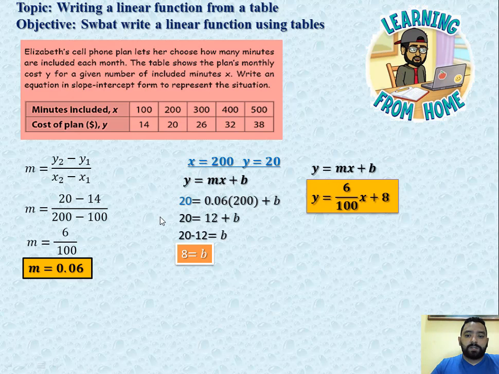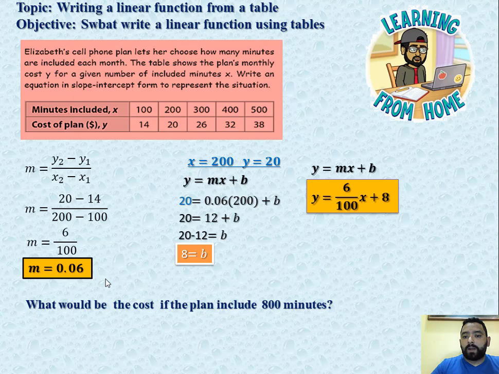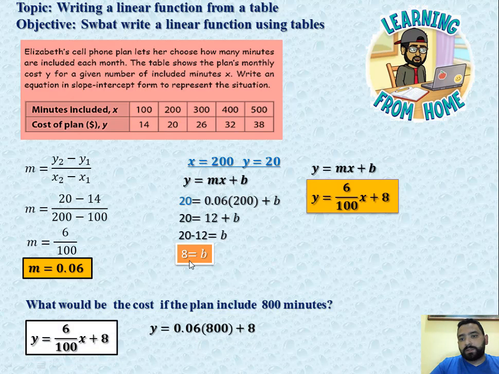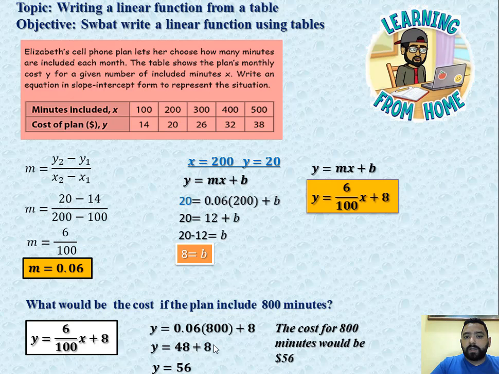Now we can create our function, y equals mx plus b. Remember, the m we already have in step 1, and the b we have in step 2, and we have it like this. In this case, I use this fraction for m, but you can use 0.06 if you want. Now I have a question: what will be the cost if the plan includes 800 minutes? So we use this function. We have 0.06 times 800. Remember, 800 is the value for x, the minutes. So we're going to have 48 plus 8.